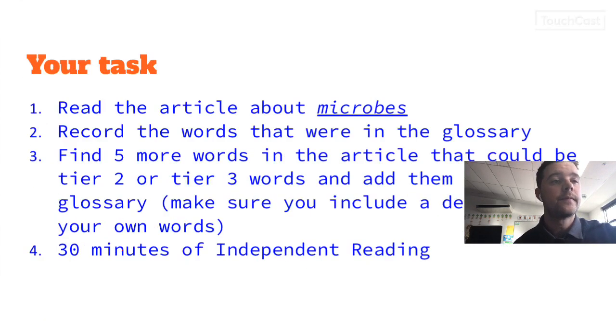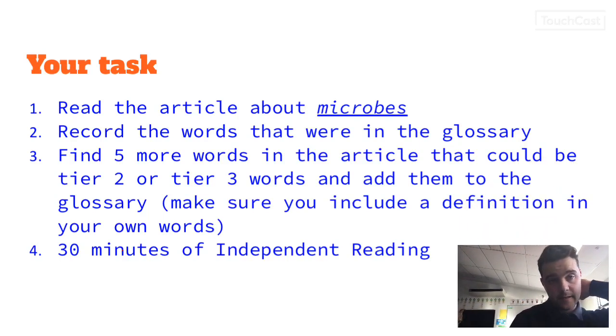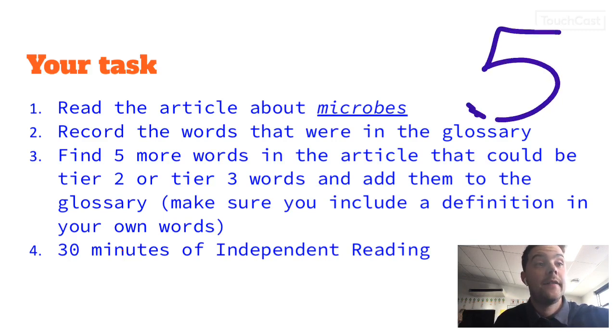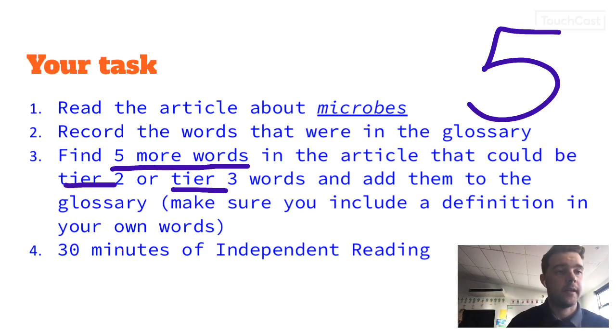Then, as you read, I want you to find 5 more, and just in case you didn't hear me, 5 more words in the article that could be tier 2 or tier 3 and add them to your glossary. So all up, you should have about 10 or 11 words, the ones that are already in the glossary, and then you're going to add 5 more that you think are tier 2 or tier 3 with their definition.